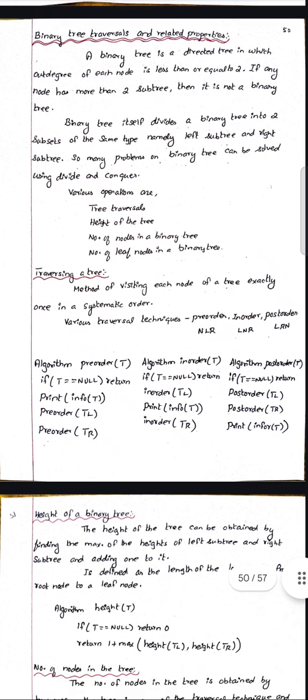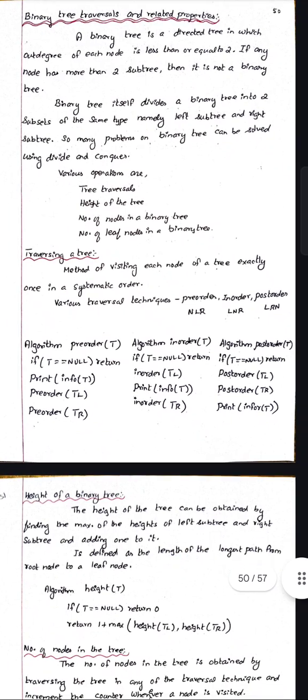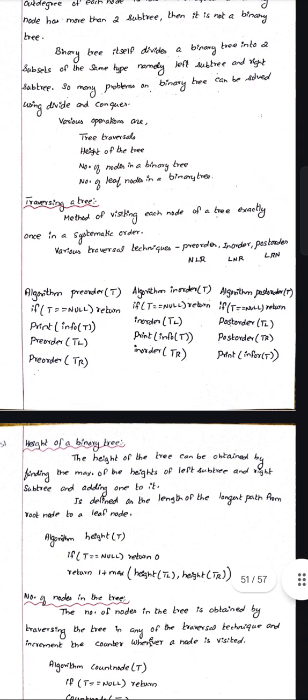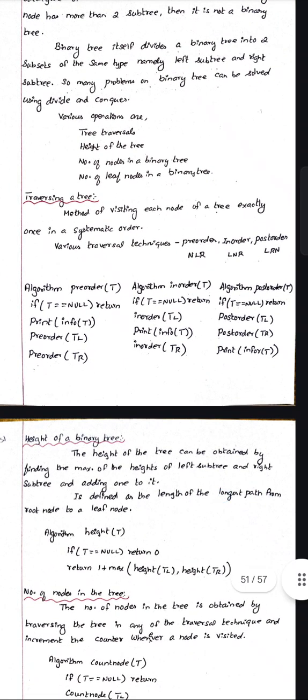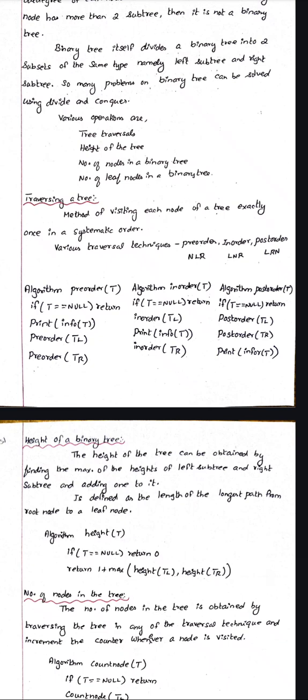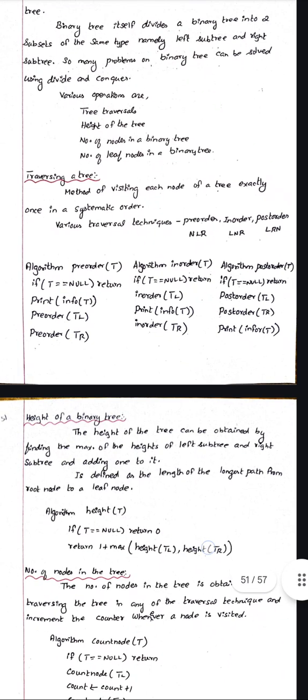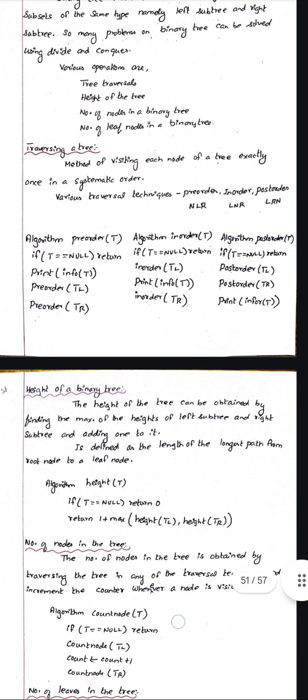So various operations are tree traversals, height of the tree, number of nodes in the binary tree, number of leaf nodes in the binary tree. Traversing is a method of visiting each node of the tree exactly once in a systematic manner. Various traversals are there: pre-order, in-order, post-order, node left right, left node right, like that.